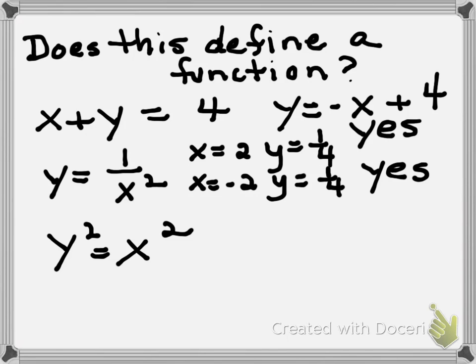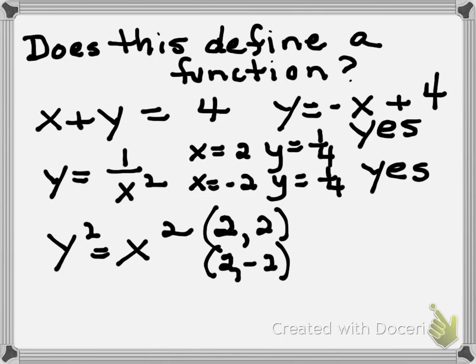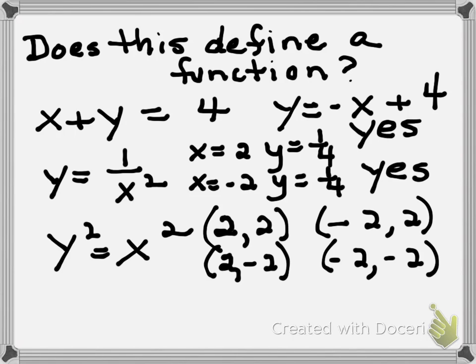If we look at y equals x squared, I have a number of different points here that work. If I put in 2 for x, then I have 2 squared, and 2 works because 2 squared for x and 2 squared for y both give me 4. If I have (2, -2), that works because x squared equals y squared. If I have (-2, 2), and if I have (-2, -2), they work.